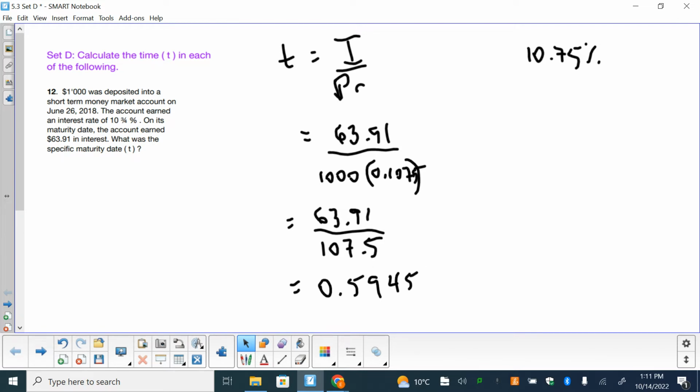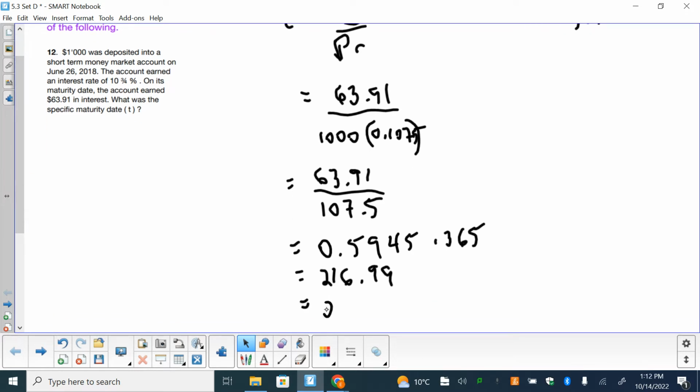So I want to know what that is in days actually. So how many days in a year? 365. So I'm going to multiply by 365, so I know how many days that is. And I've kept all the decimals on my calculator. So times 365, and so I get 216.99. So I basically can say it's 217 days.